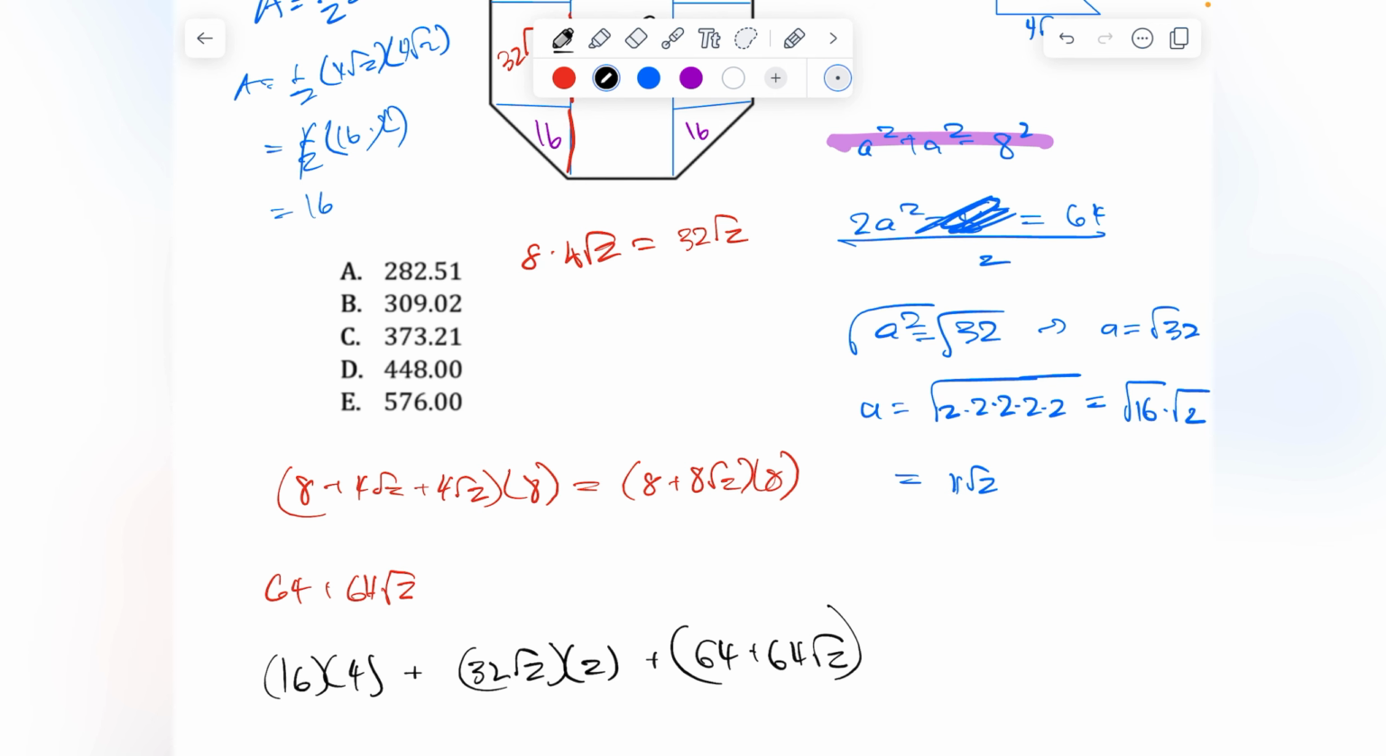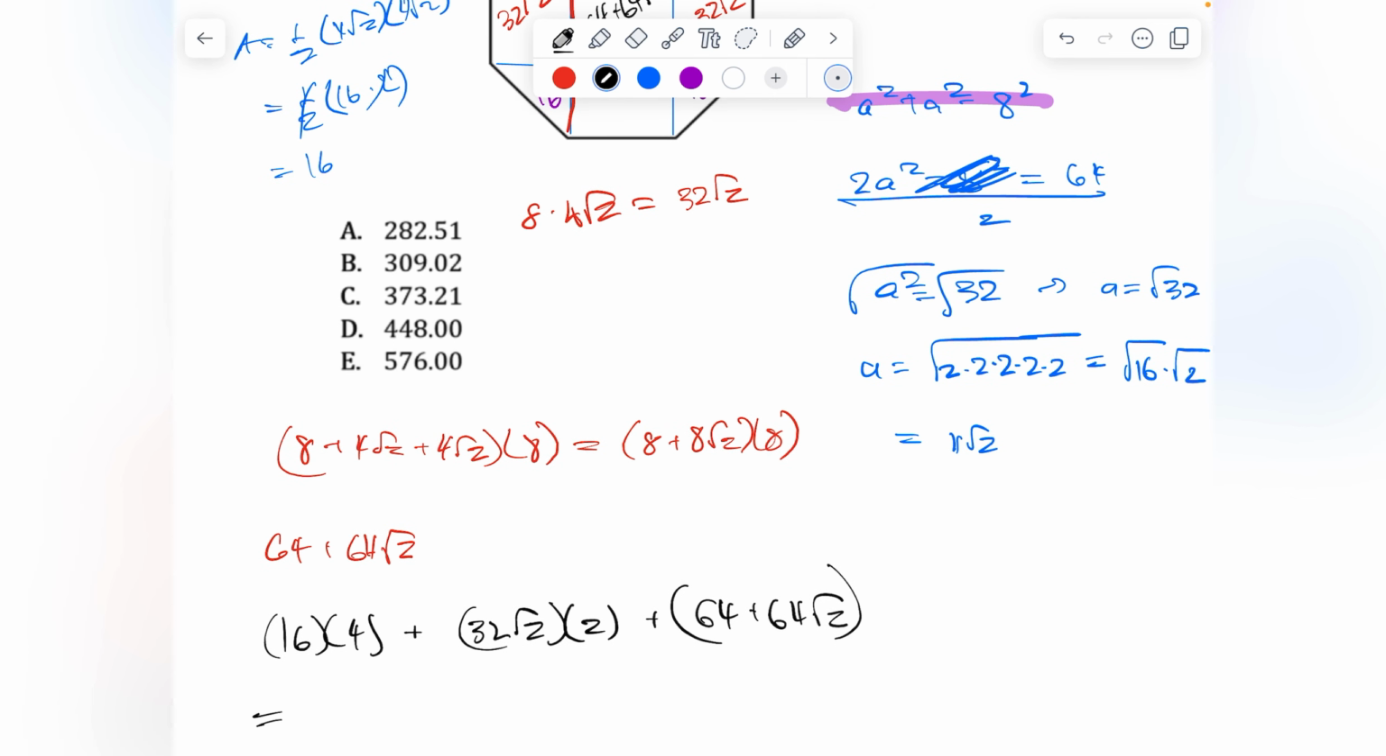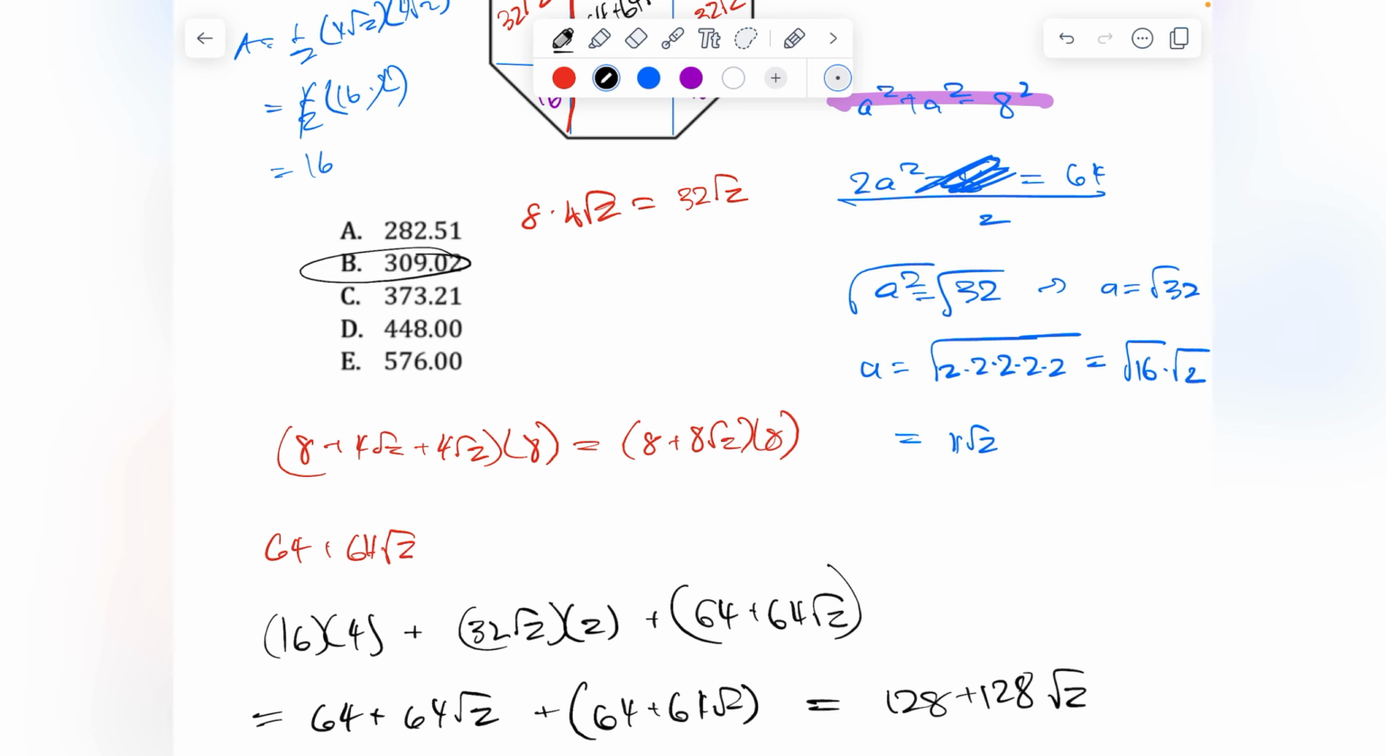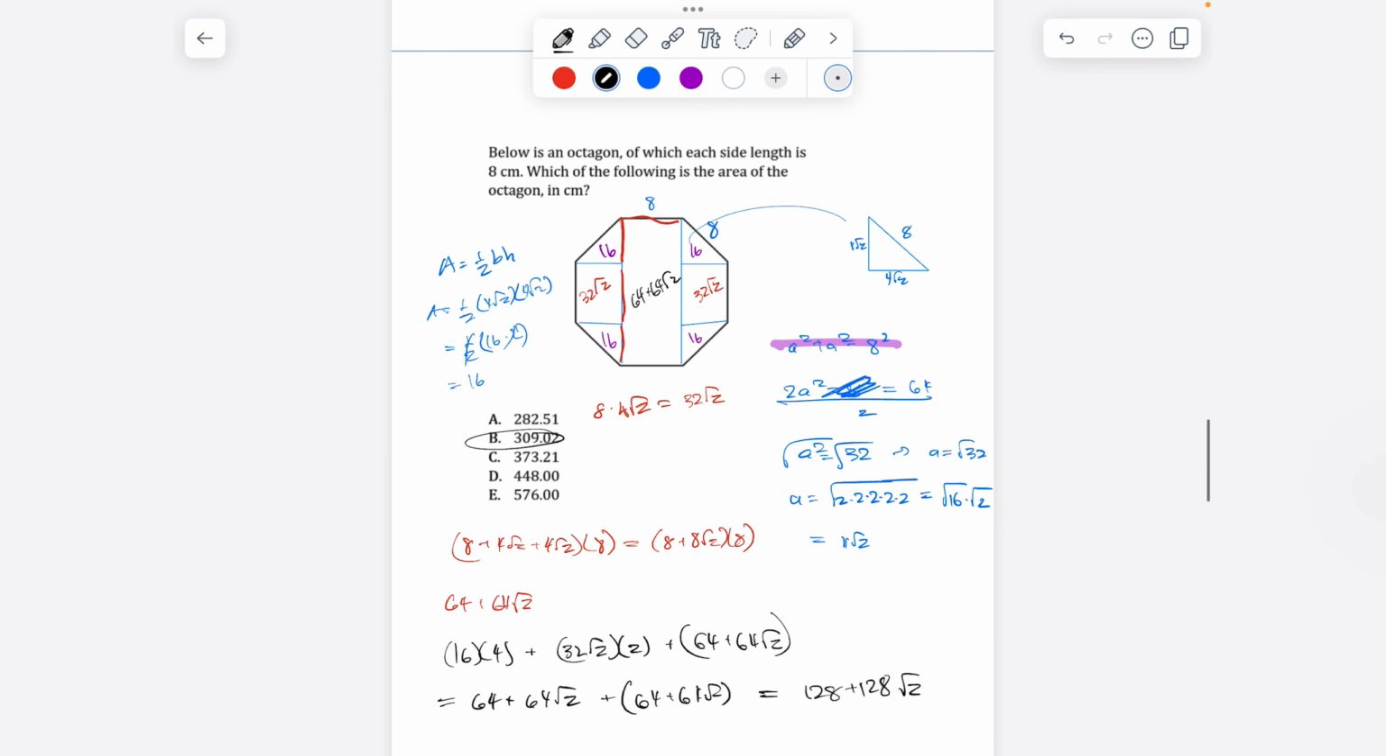So that's 64 plus 64 square root of 2 plus, oh wow, look at that, plus 64 plus 64 square root of 2. That simplifies to 128 plus 128 square root of 2. 128 times the square root of 2 is 181, plus 128 again is equal to 309.02. Beautiful. That worked out quite well, right? Simplified really nicely. That's how you find the area of an octagon.